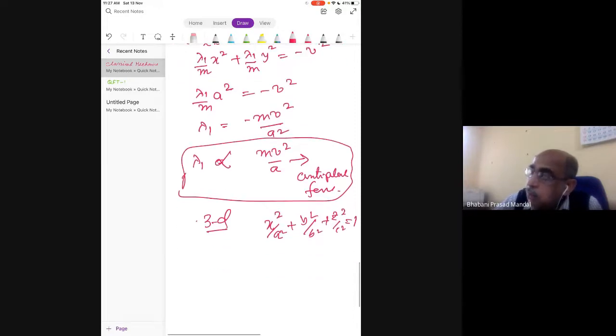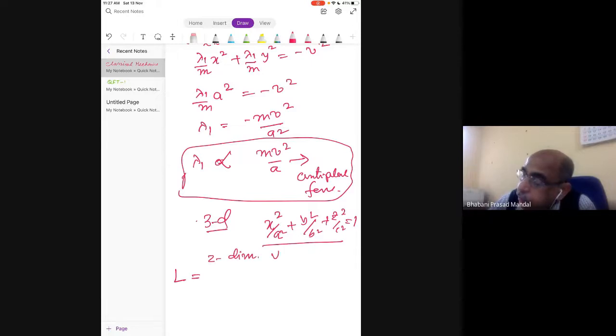So first you have to write the constraint equation, then you have to write the Lagrangian. Now this is three-dimensional. Whenever you have three dimensions, there will be some potential energy, because any one of the dimensions will be vertical. So let us assume the z dimension is vertical.